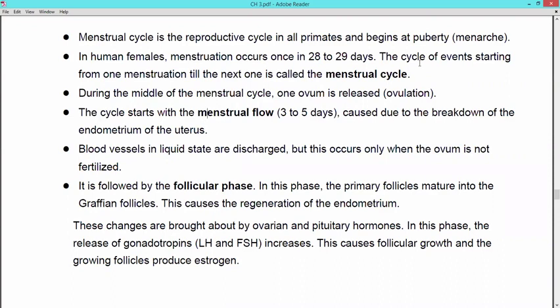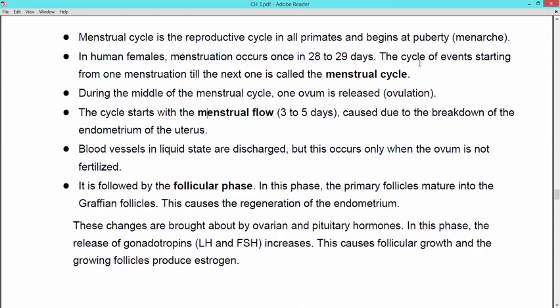So the menstrual cycle is the reproductive cycle in all primates and begins at puberty, right? Whenever the menstrual cycle starts at the age of puberty, the first menstrual cycle or the first menstruation is denoted as menarche, right? And it occurs in all the primates, right?